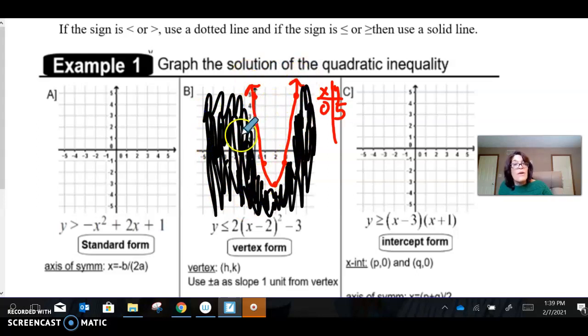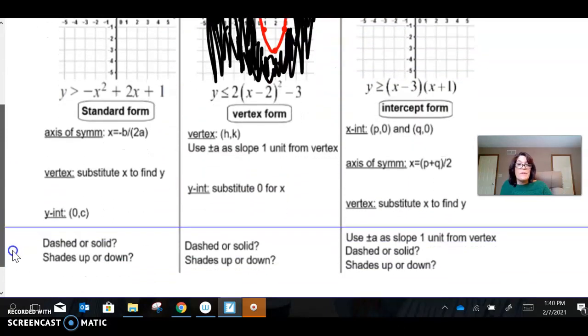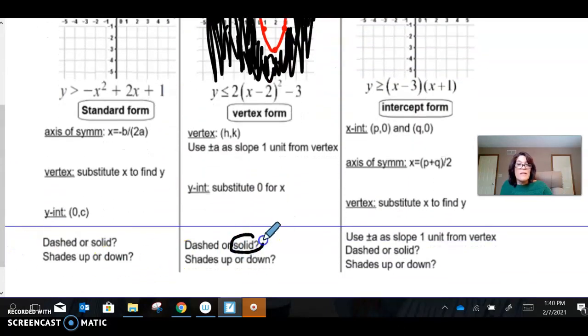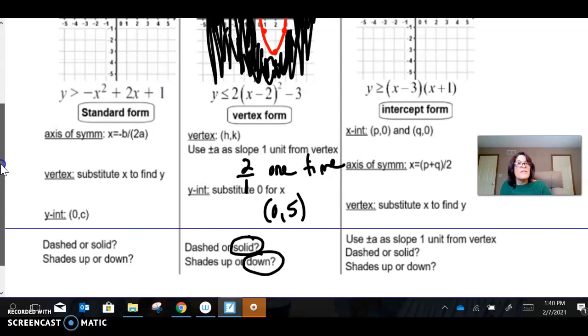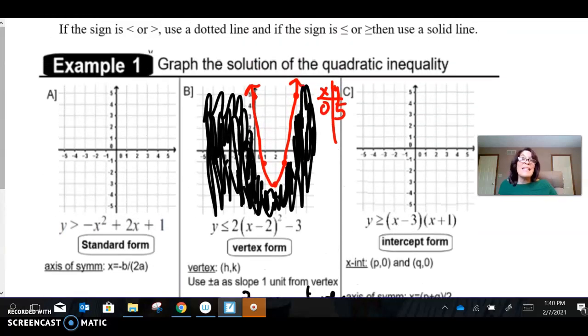So the answers to this inequality aren't just the y coordinates on the graph. They're the y coordinates on the graph and less than. So we have to do the shading again. We did all that. Dashed or solid? It was solid. Which way did we shade? Down. And we used plus or minus a. We went up 2 and over 1 time. And we substituted 0 for x and we got 5 for y. I just didn't show you that in case you're filling in the notes. But if you understand that, you're pretty much done with the first part of this video.